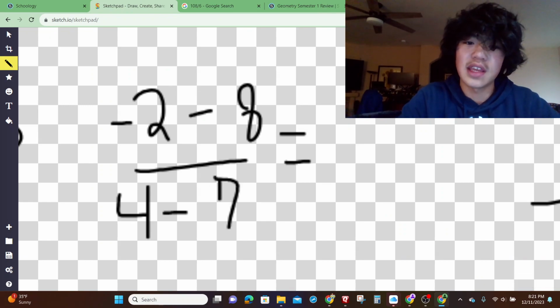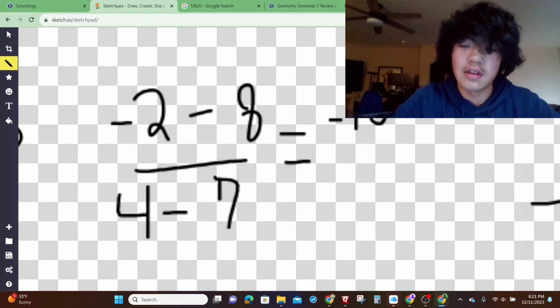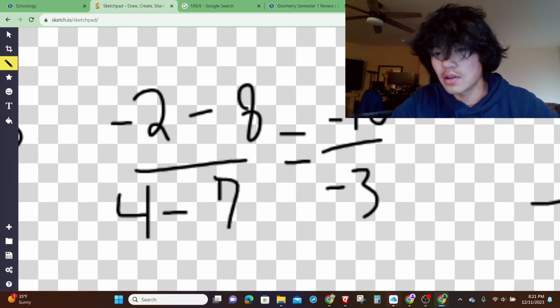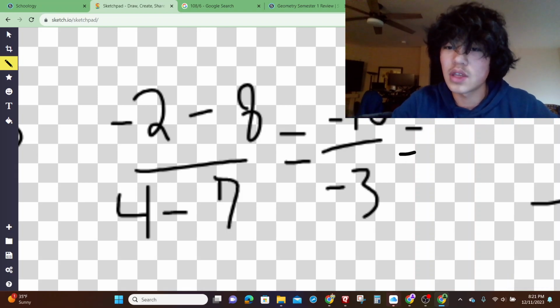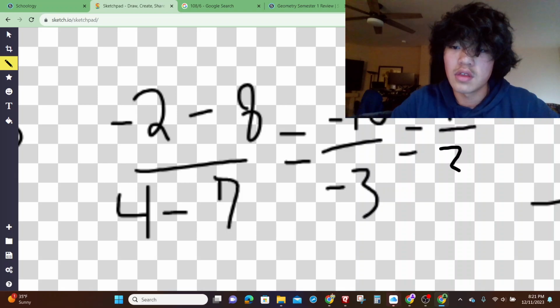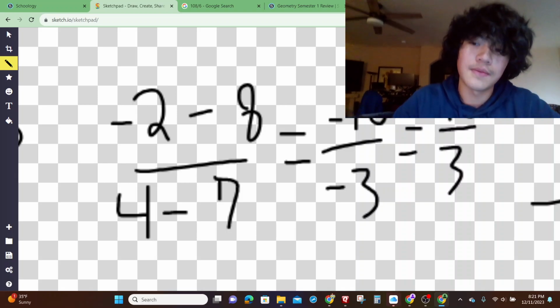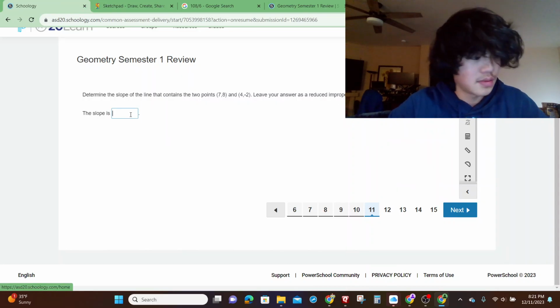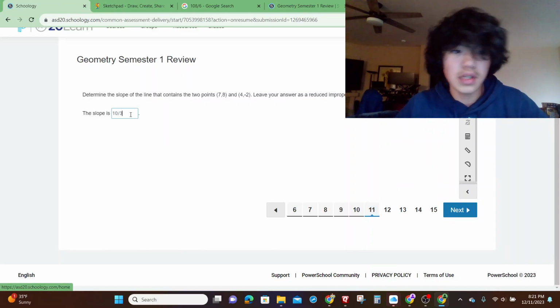So what do we get here? Negative 2 minus 8 is negative 10, and 4 minus 7 is negative 3. Two negatives are going to make a positive. So we get 10 over 3. And they want us to leave it as an improper fraction. So the slope is 10 over 3.